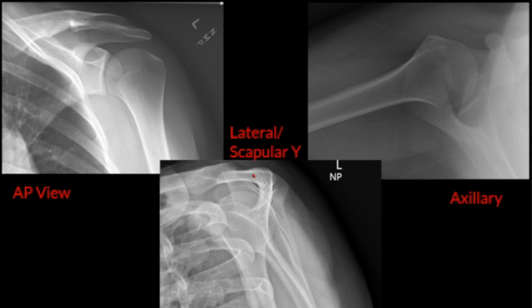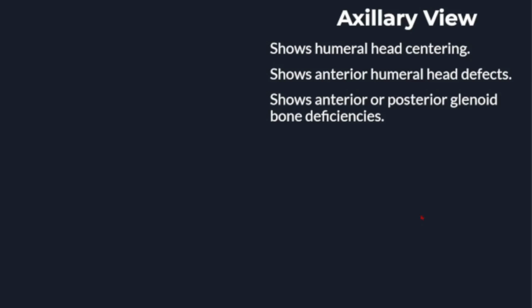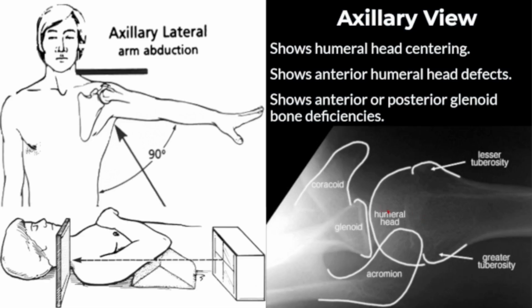So here are the views of the shoulder, right? Here's the AP view. Here's the so-called scapular Y, where this is the scapula. Here's the coracoid process coming anteriorly and the acromion coming posteriorly. And then the axillary view, which gets you a good view of the glenohumeral joint. Here's how the axillary view is obtained.